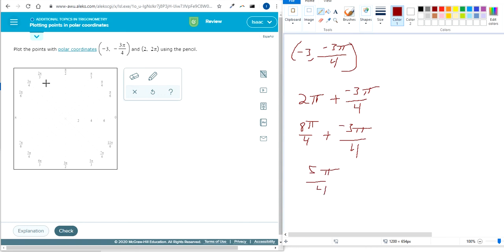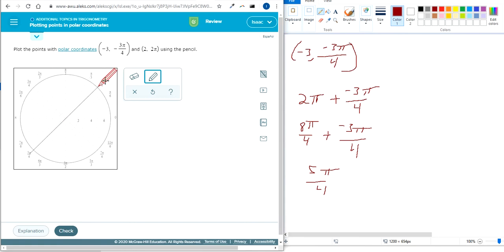Okay, so we're going to want to go to 5 pi over 4, which is over here. We're going to make a dot somewhere on this line. Here's 5 pi over 4, but since it's a negative 3, just like we saw in that last example, we need to go backwards on that line. 1, there's 1, 2, 3. There's our dot.